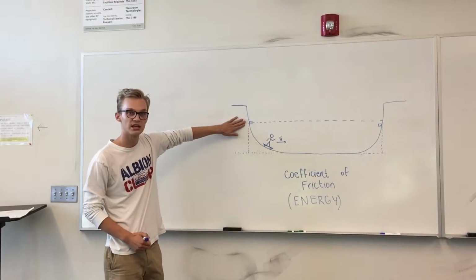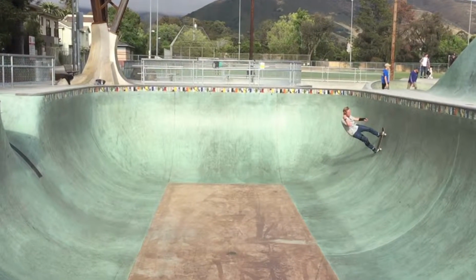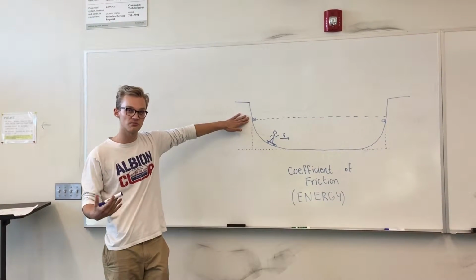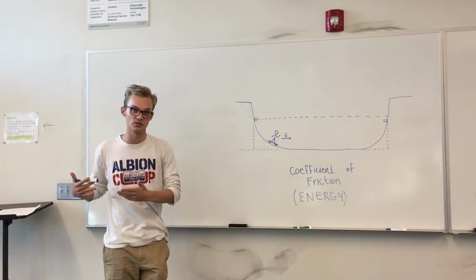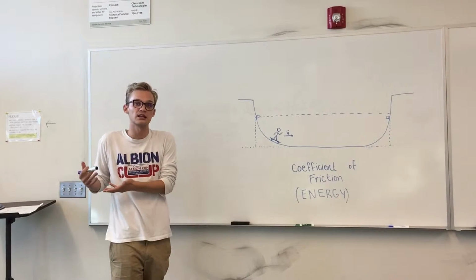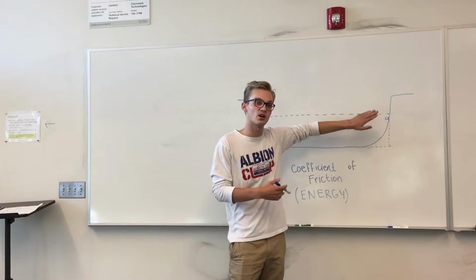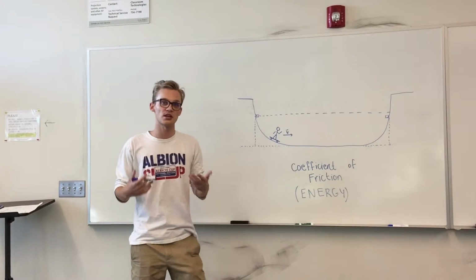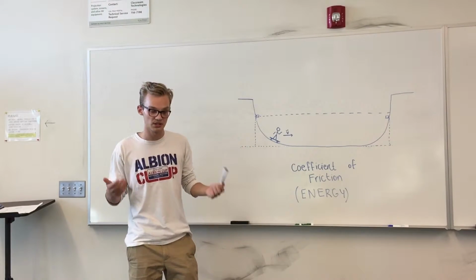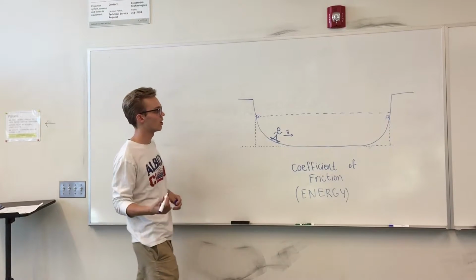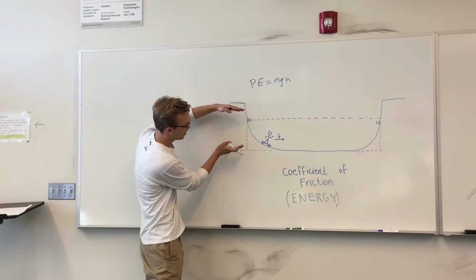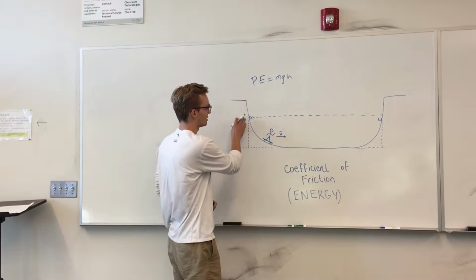At the highest point, he's not moving. So all of his energy must be held in potential energy. If he's not moving, there's no kinetic energy. And the same thing is true at the other side, right? If he's not moving, all of his energy is held in potential energy. So what do we know about potential energy? We determine the height at this point.